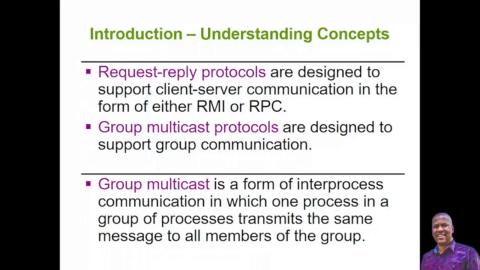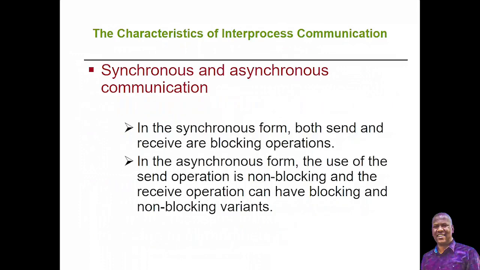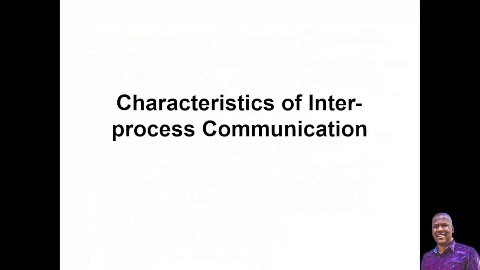This is how the various clients and servers are going to communicate, either in the form of RMI or RPC, and of course how group multicast protocols are designed to support this form of communication. So just know that a group multicast is a form of inter-process communication in which one process in a group of processes transmits the same message to all members of the group. So to understand this further, let's look at the various characteristics of inter-process communication.